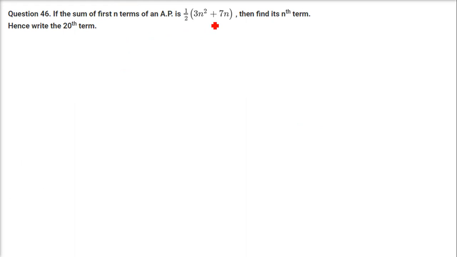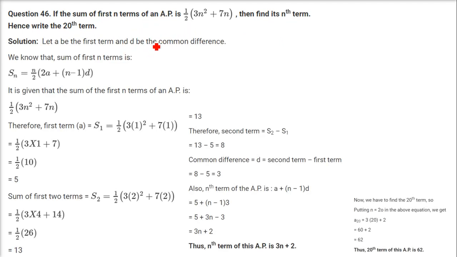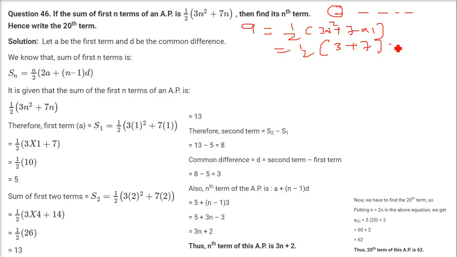If the sum of first n terms of an AP is this one, find its nth term. Hence write the 20th term. So what we do here is, because it is given that the sum of first n terms is given, the first term will be what? See, addition of these terms is Sn. What is the first term? Sum of first term will always be the first term. So A, that is first term, you put n equal to 1: half into 3 into 1 square plus 7 into 1. So you get half of 3 plus 7. So you get 10 by 2, that is 5. So first term is 5.